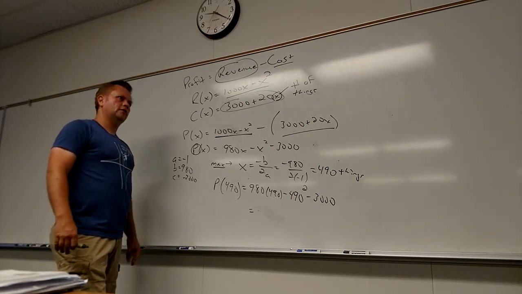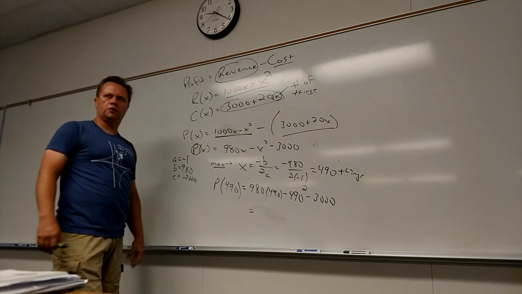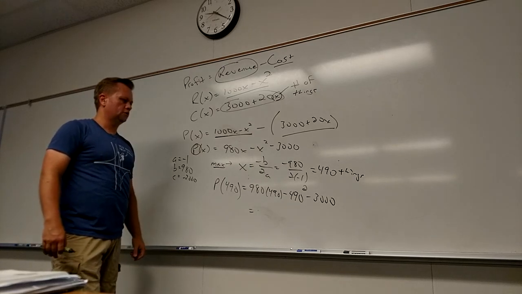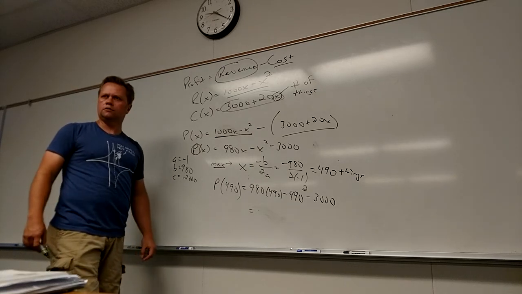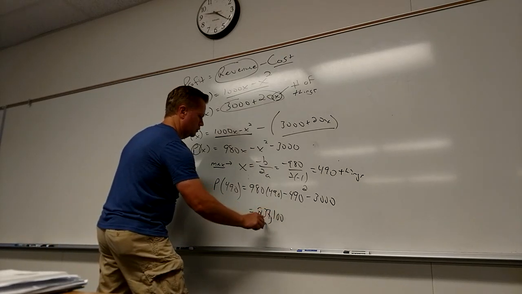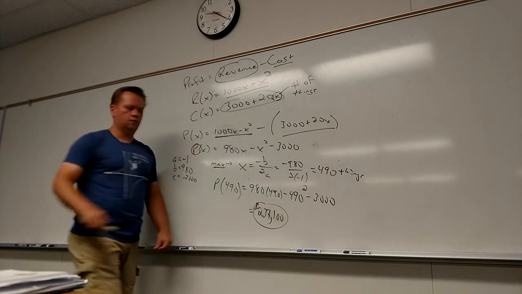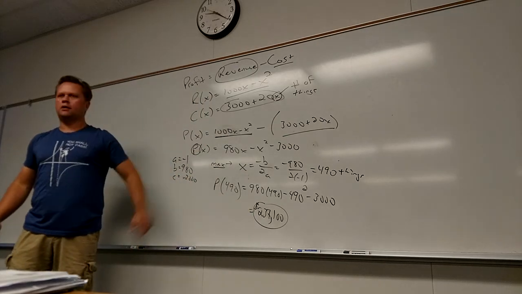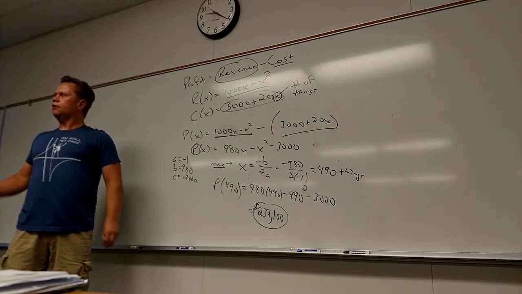Cut that in half. So 240,100. So 237,100. Yeah. So that's the profit you would make if you did sell that many things. Now, how can you check now?